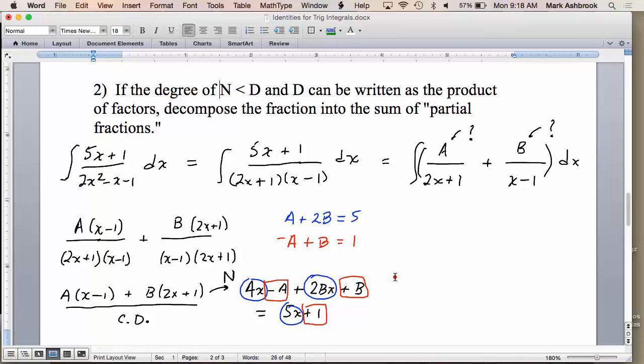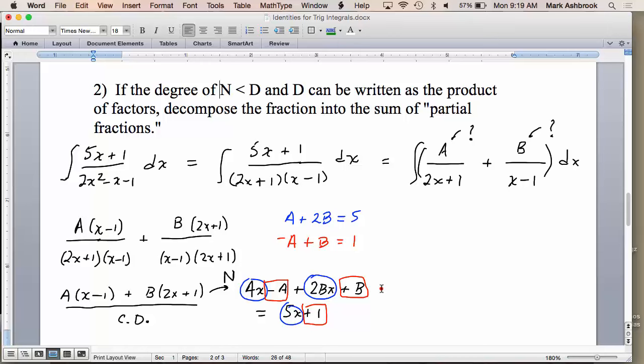I'm starting with what I know the form of my answer is going to look like, and I'm going to add those fractions together, keeping my capital A and capital B, until I know that the resulting numerator has to be 5x plus 1. And if it is, that means A plus 2B has to be my coefficient of x, 5, and minus A plus B has to be my constant term, plus 1.